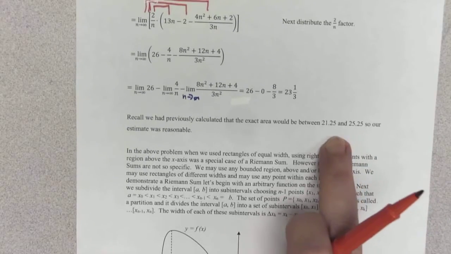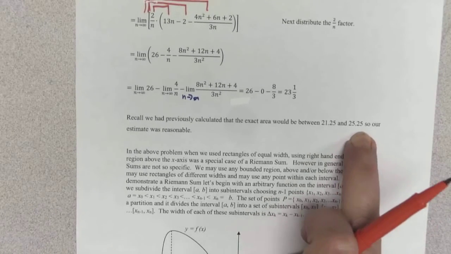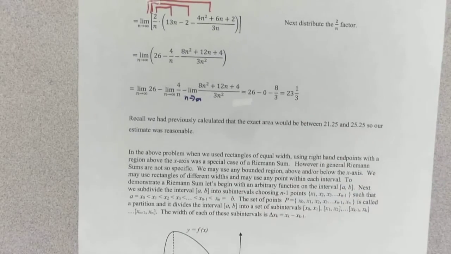Previously, we had calculated that the area had to be between 21.25 and 25.25. We now know that the area is exactly 23 and 1/3. And the way we did that was to add up the areas of infinitely many rectangles. Those rectangles kept getting smaller and smaller till they're really line segments. And so the line segments fit perfectly. There was no underestimate or overestimate. Those line segments fit perfectly.